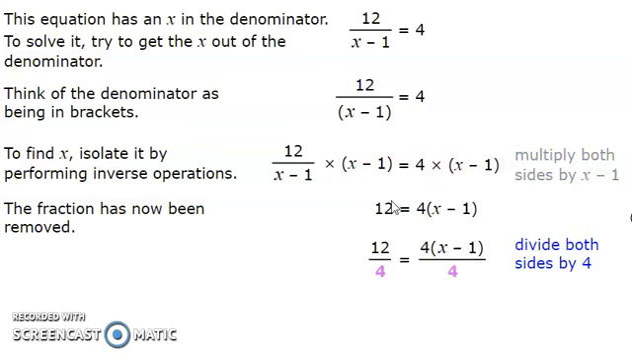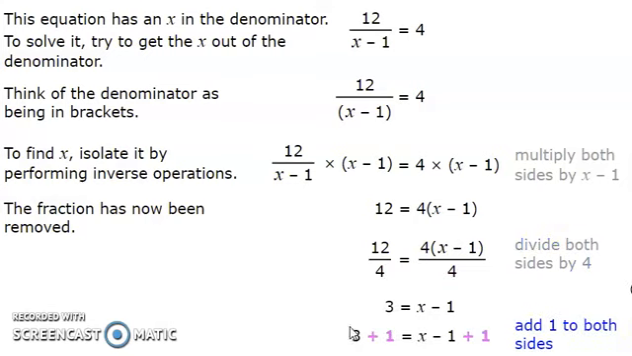Again divide both sides by 4. This 4 and this 4 will get cancelled, and the left hand side will be 3. 12 divided by 4 is 3. So 3 will be equal to x minus 1. Now add 1 to both sides. So 3 plus 1, and on the right hand side minus 1 plus 1 gets cancelled. So you are left with finally x equals 4. So x equal to 4 will be the answer.